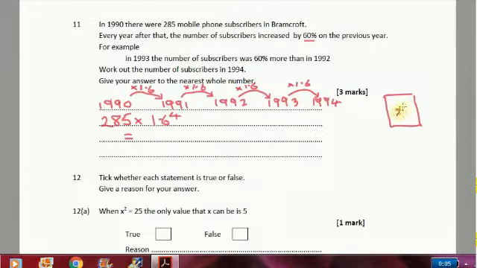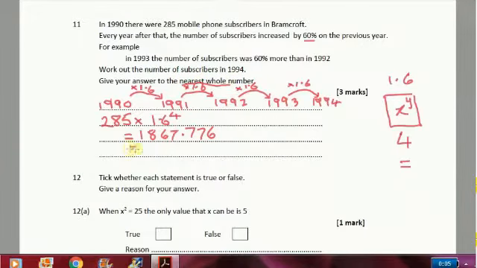My old calculator's got a button called x to the power y, where I just type in 1.6, then I press the x to the power y button, and then I put the power 4, and the equals sign, it gives me whatever it gives me. And I've got to multiply that by 285, and if I do that on my calculator, I get 1867.776 and so on.